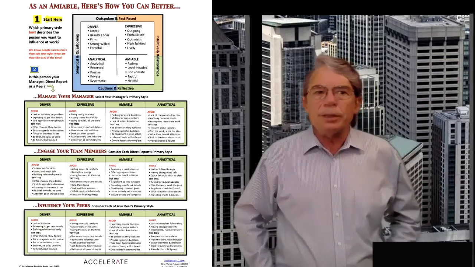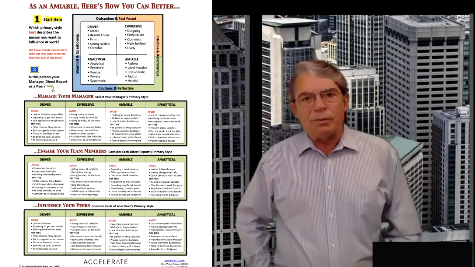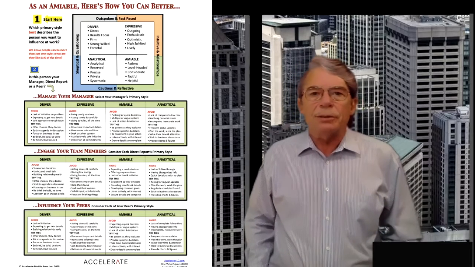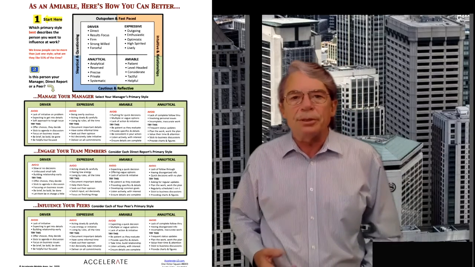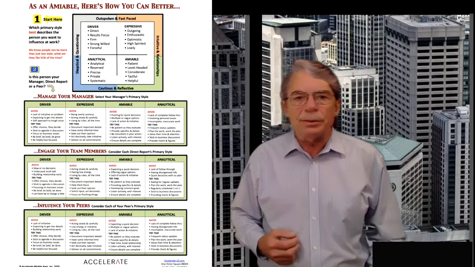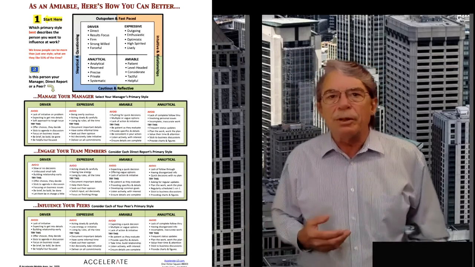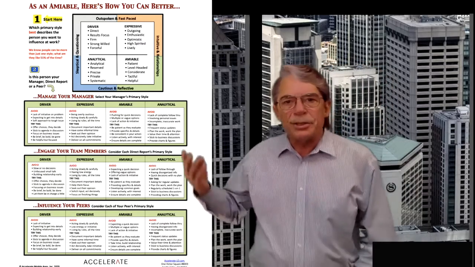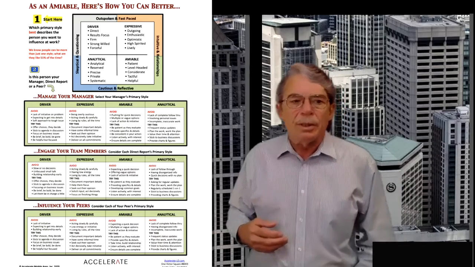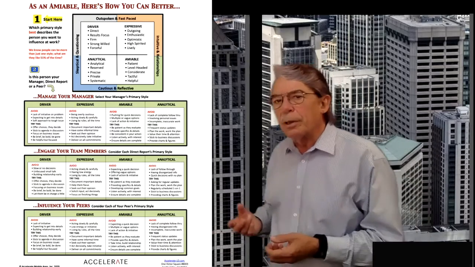This next tool is called the Interaction Guide. There are 4 of these, one for each style. So find the style that maps to you, and download that particular tool. If you're an amiable, you're going to want to download the one for amiables, and it's going to look something like this. Here's how these tools work.